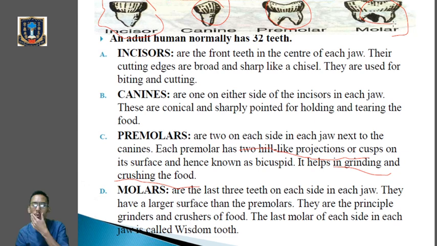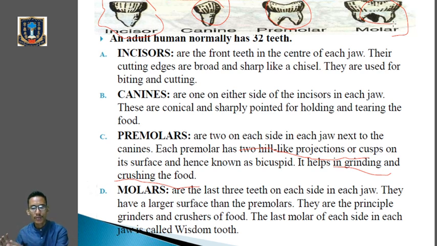So what are the different types of teeth? Incisor, canine, premolar, and molar. Incisors are the front teeth, mainly used for biting and cutting. Then comes the canine, which is present 1 on either side of the incisors. It is mainly conical and pointed, and used for holding and tearing the food particles. Then comes the premolar, which are 2 on each side, next to the canine, and each premolar has two hill-like projections or cusps, so it's called bicuspid. Function: grinding and crushing the food.